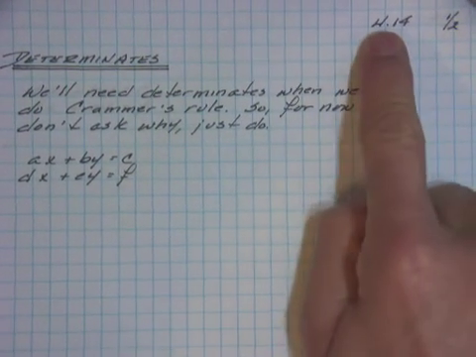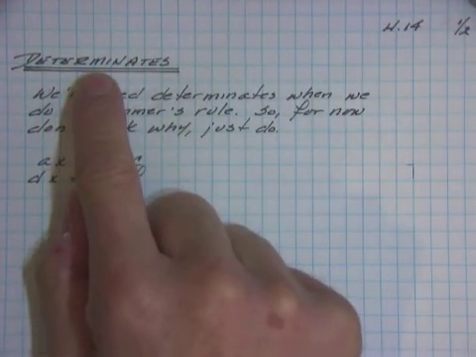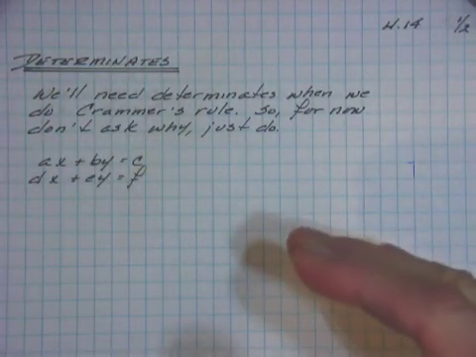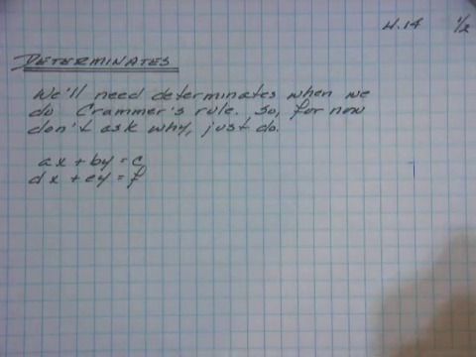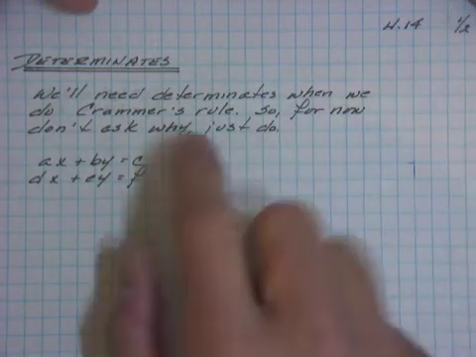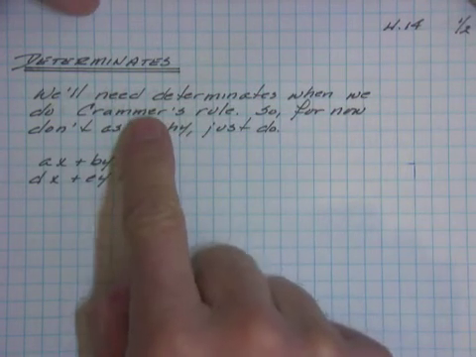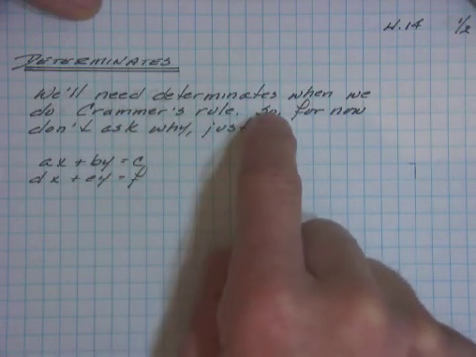This is lesson H.14, and today's all about determinants. Now, we haven't really talked a lot about determinants. I briefly mentioned it in the last video. We are leading into solving systems using something known as Cramer's rule. And to do Cramer's rule, you need to know determinants.